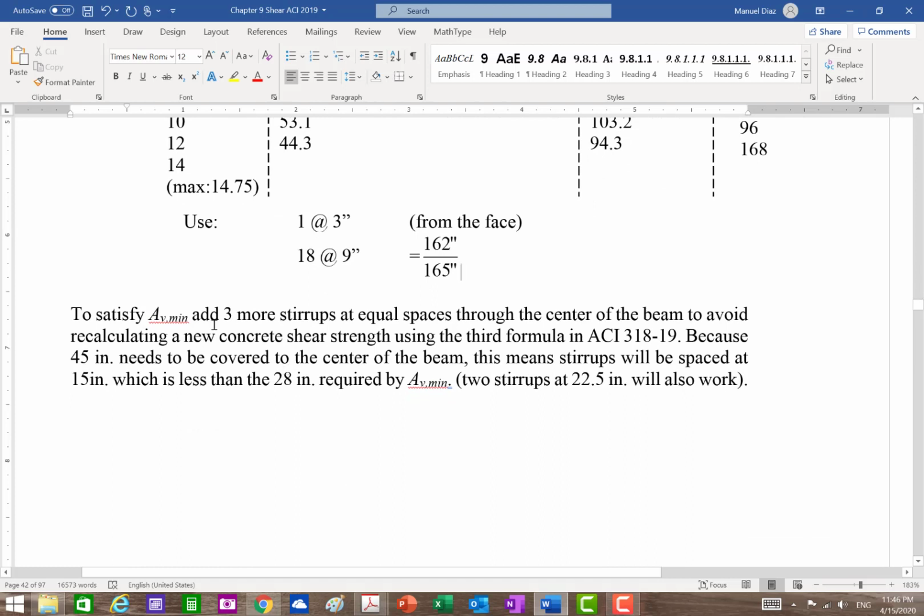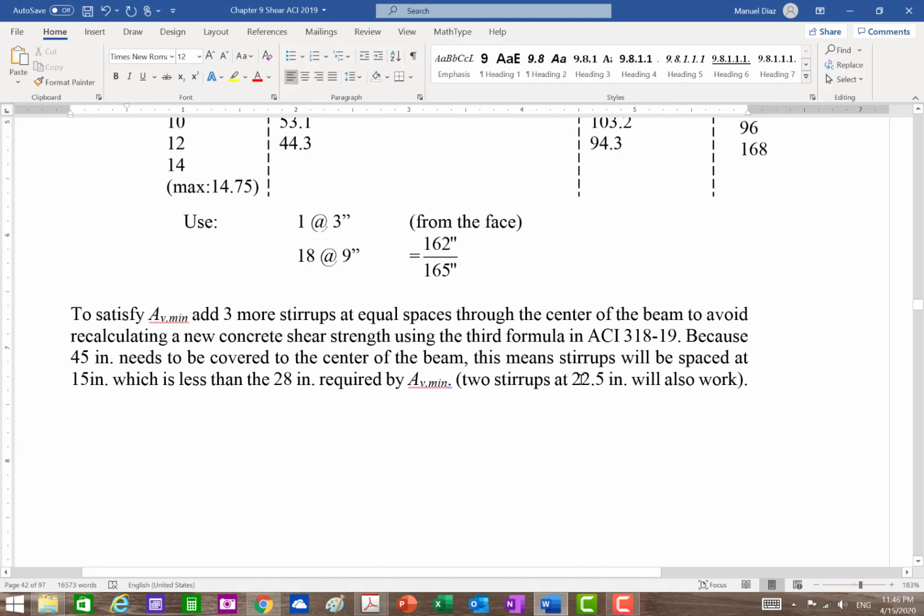Okay? So I'm going to add 3 more stirrups to avoid that. And that will give me a cover of, I'm going to put in what? So we need to cover 45 inches extra. We are going to then do those 3 at 15 inches. Okay? And now 15 is less than the minimum spacing that corresponds to AV minimum, so that we also can do 2 stirrups at half points.